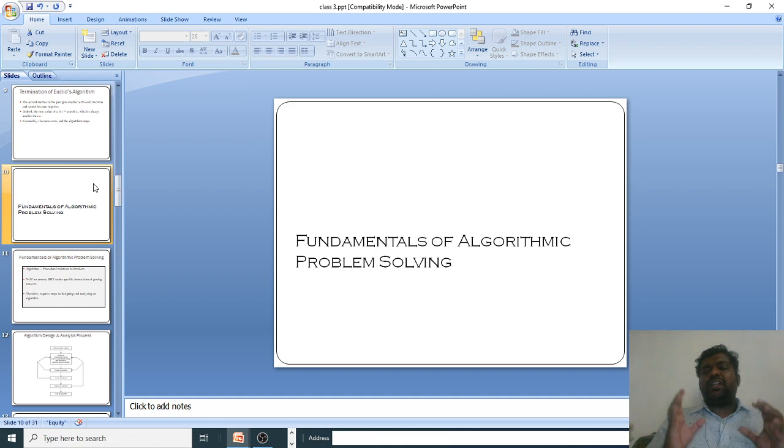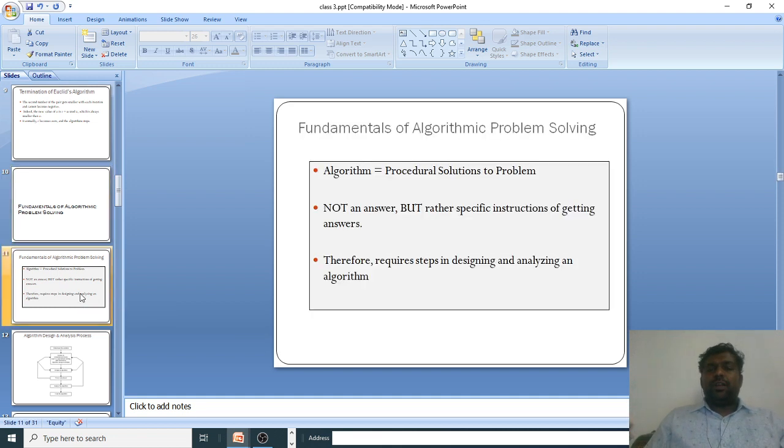Next, we move to fundamentals. This is very important from the exam point of view. An algorithm is a procedural solution to a problem. It's not an answer, but rather specific instructions for getting the answer. So you require steps in designing and analyzing an algorithm.